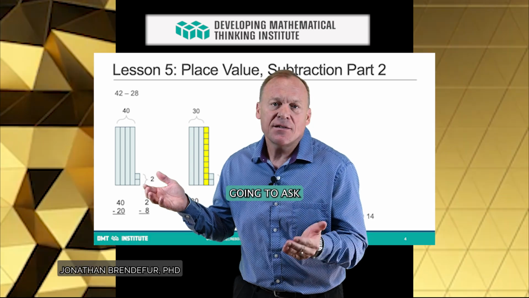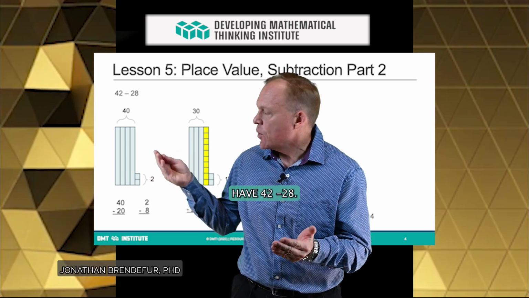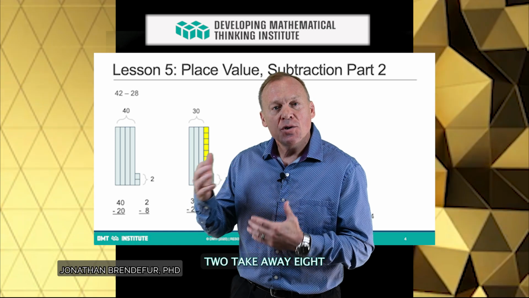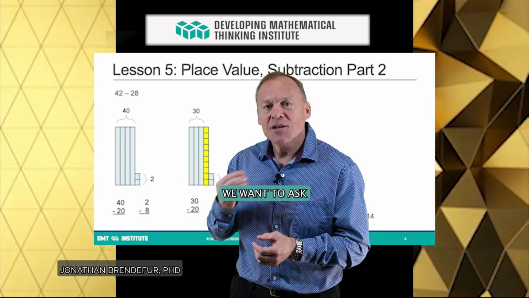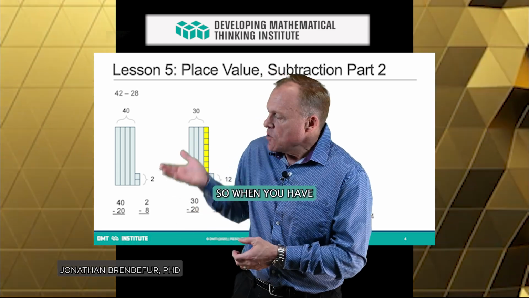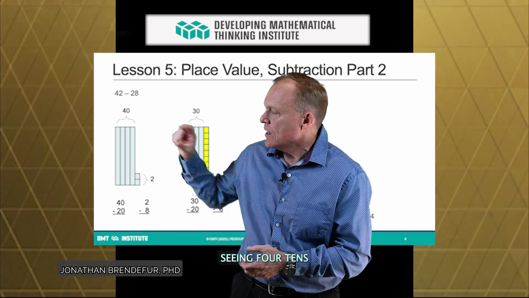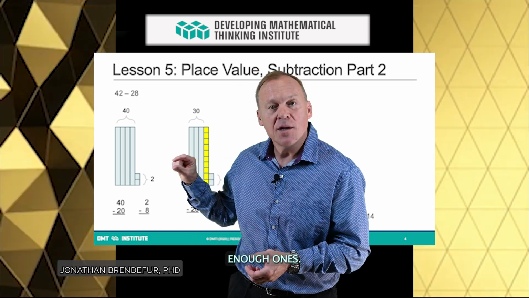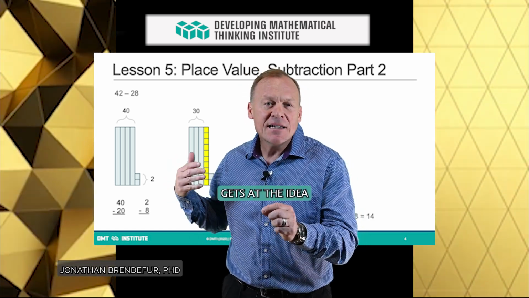And then we're going to ask the question, if we're going to have 42 minus 28, so we start with the ones, and so it's 2 take away 8, we want to ask the question, do we have enough ones to take away 8? So when you have the visual model and you're seeing 4 10s and 2 ones, then the initial answer to that question is no, we don't have enough ones, we only have 2 of them. So this gets at the idea of borrowing.